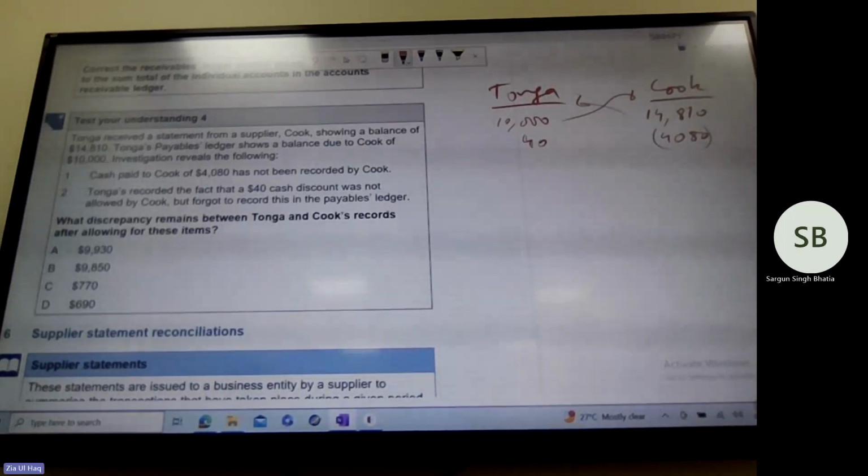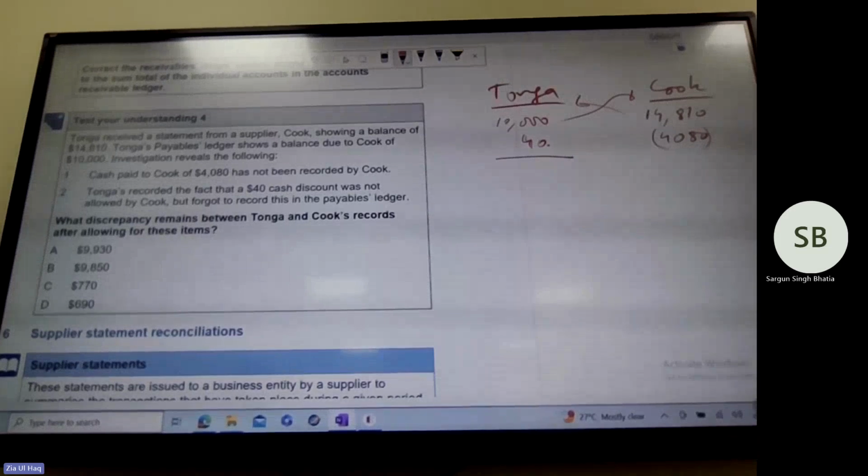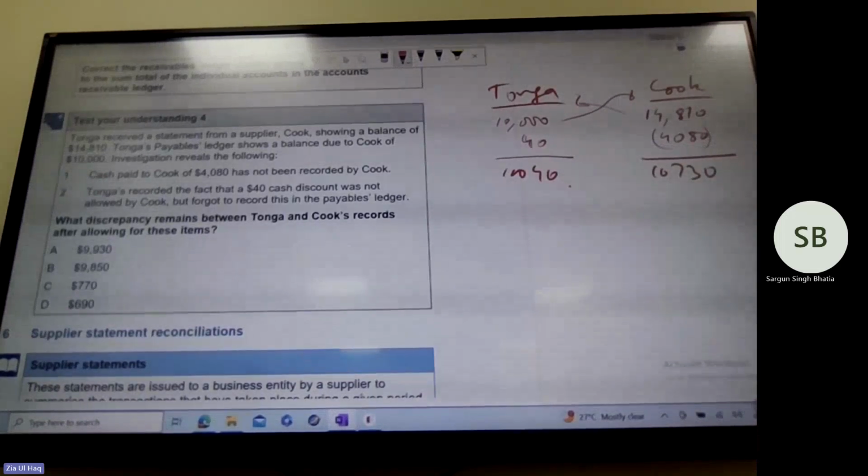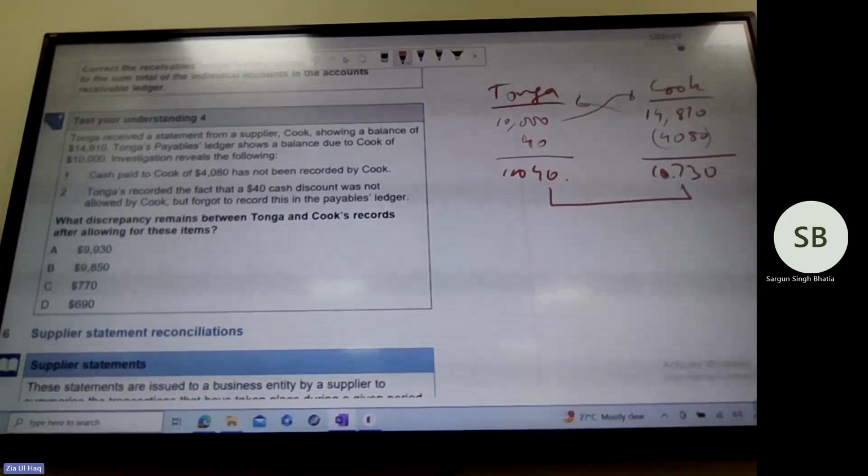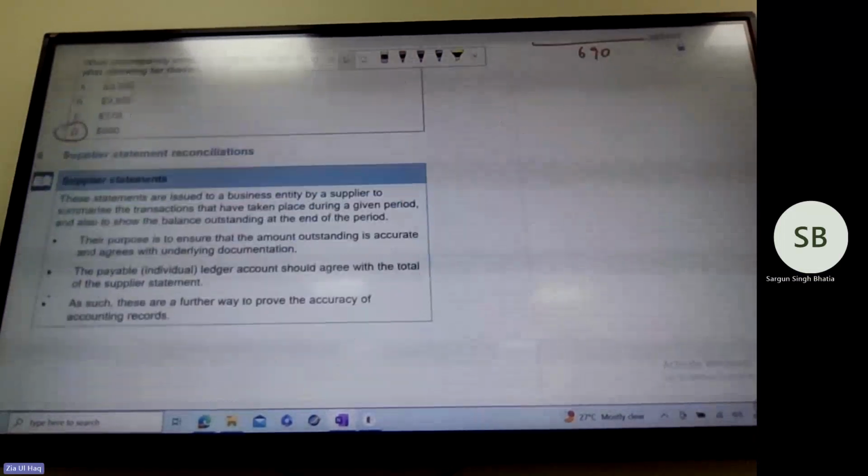So what discrepancy remains between Tonga and Cook's records after allowing for these items? What's the balance here? 10040. What's the balance here? 10730. So what is the discrepancy between these two amounts? 10730 minus 10040 should be 690. Is there any option of 690? Yes, sir, option D, 690.